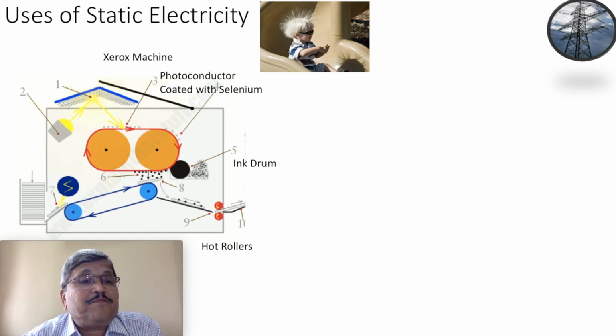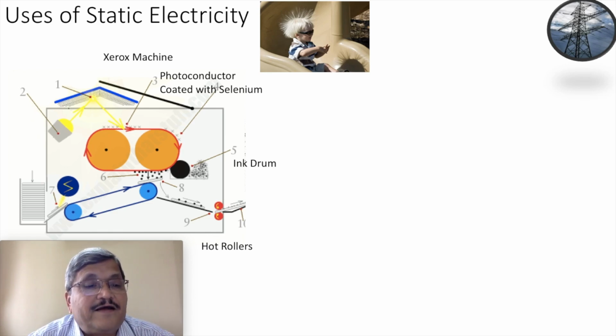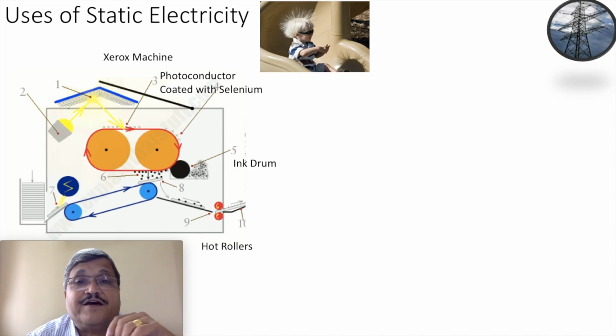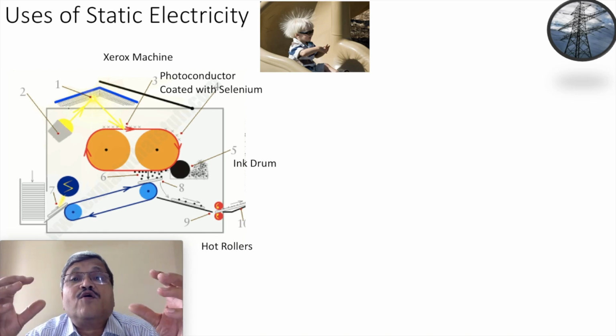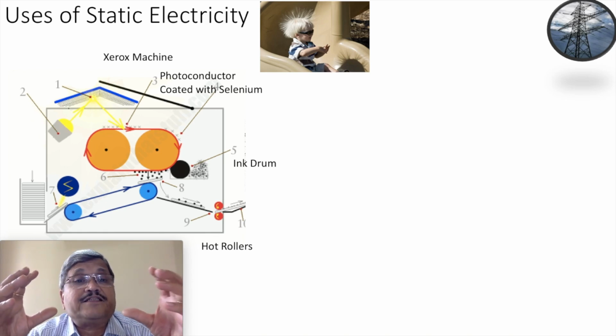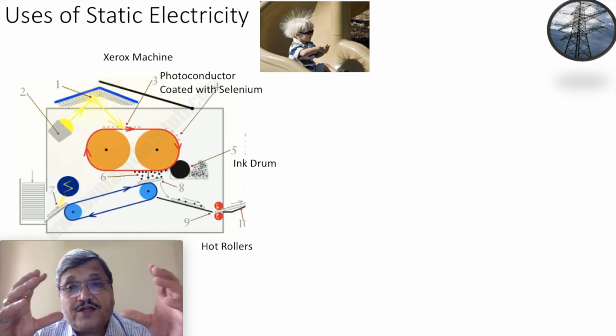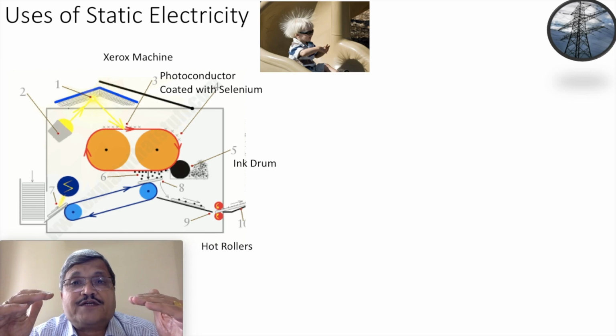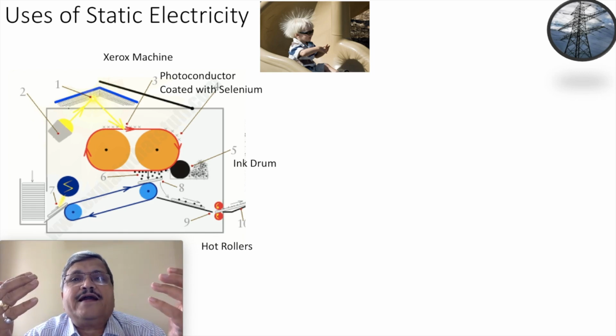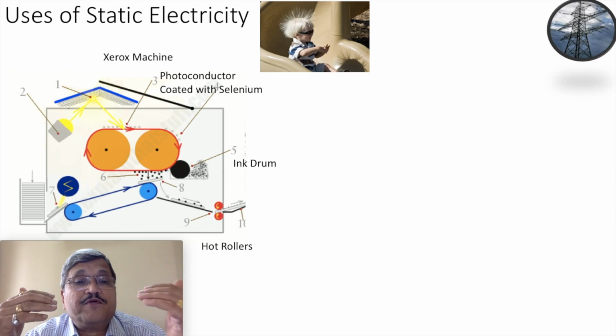Now you can see there is a paper which is coming from hopper number 7, and then it is electrically charged. Now this paper is charged negatively. Total paper, it is charged negatively. When this negatively charged paper comes into contact with the conveyor, where there is an electrical shadow of the original book, only that portion of the ink will touch the paper and stick to it, and that is how the copy will emerge.